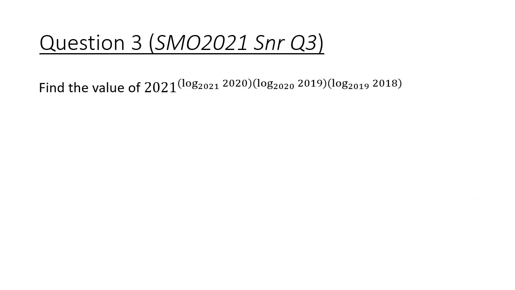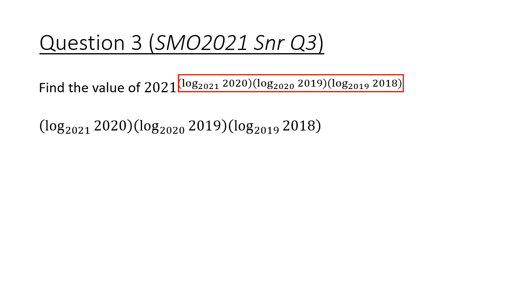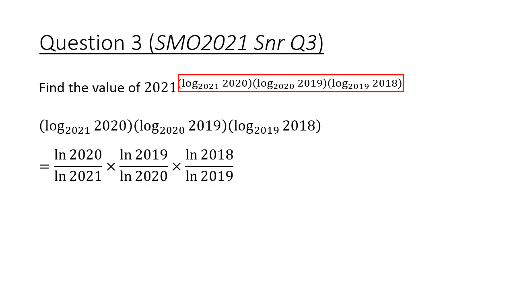So this is quite an easy one. We just need to consider the power. We can apply the change of base law. Let's change it all to the natural log. So I have ln 2020 over ln 2021 multiplied and so on. This gives us things to cancel out, and we can convert this back into its log form.